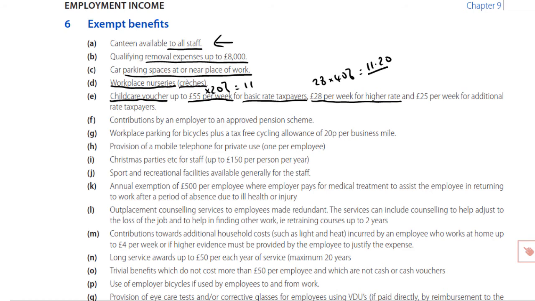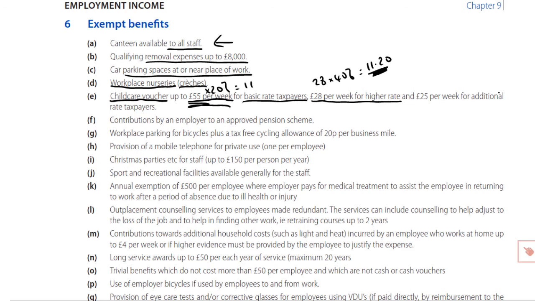But what you can now see is if higher rate taxpayers got the same £55 a week, they would be getting double the taxation benefit. That would be saving them £55 at 40%. That would be £22 instead of £11. So the idea was to be fair to all. You'd all get effectively the same tax benefit.